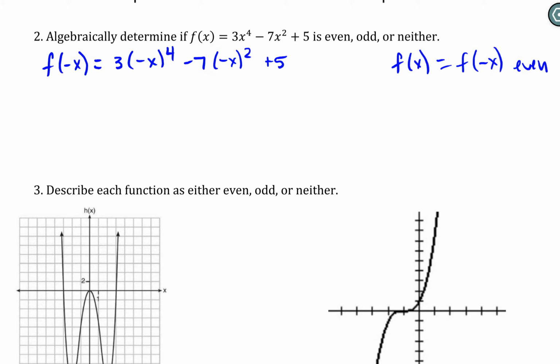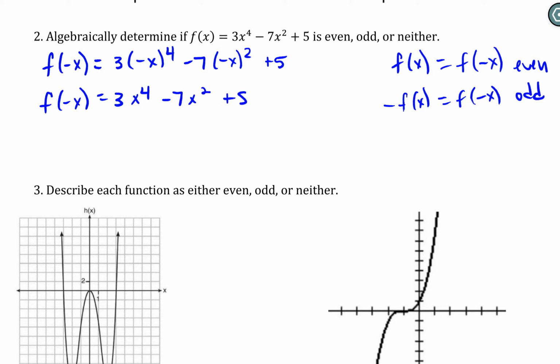If -f of x is equal to f of -x, this function is odd. So essentially what I'm trying to figure out now is if I evaluate this with the negatives in there instead of positives, what does my function look like? So I can say f of -x equals 3. If I take a negative and raise it to the 4th power, it's positive. If I take a negative and raise it to the 2nd power, it's positive. So this function remained the same by plugging in a negative value. Because it remained the same, I know this function is even. So this is an even function.